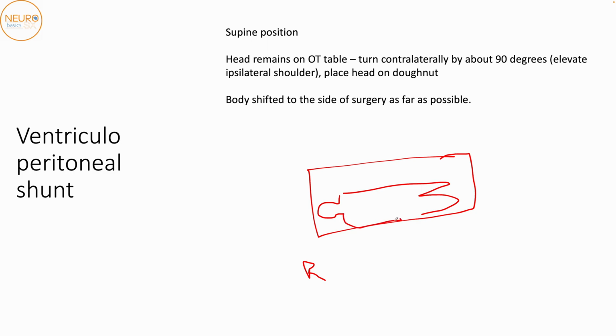Okay, so the arm over here, the right arm, should touch the edge of the table. So take them as far to the right side as possible. The second thing is the head will be rotated as much as possible to the opposite side, usually about 90 degrees. To do that, you'll have to place an ipsilateral shoulder roll under this shoulder, and then the head is placed onto a donut. So these are the important positioning requirements for a VP shunt. Take the patient towards the side of surgery, turn the head to the opposite side by 90 degrees, place a shoulder roll under the ipsilateral shoulder, and place the head on the donut.